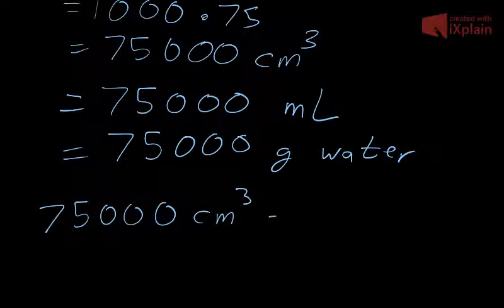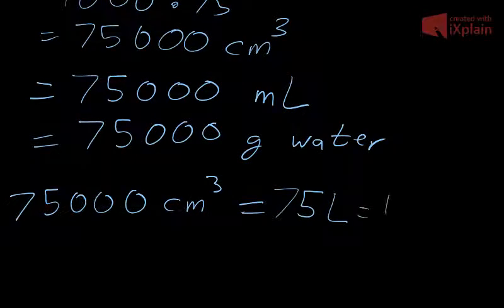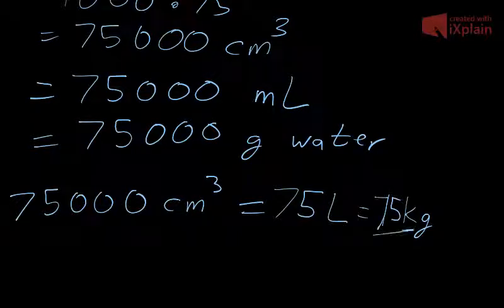Centimeters cubed. But a milliliter is 1/1000th of a liter. So we can use that, and we can say that that's equal to 75 liters, and 1 liter is equal to 1 kilogram of water. Kilo means 1,000, so if we see that, that would be 75 kilos, 75,000 grams of water. So 75 liters is 75 kilograms of water.